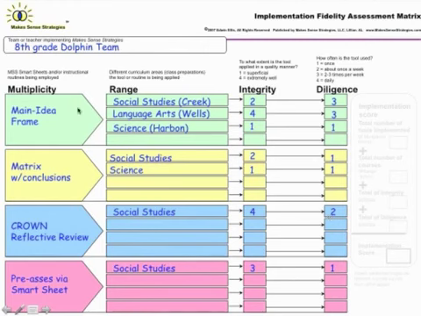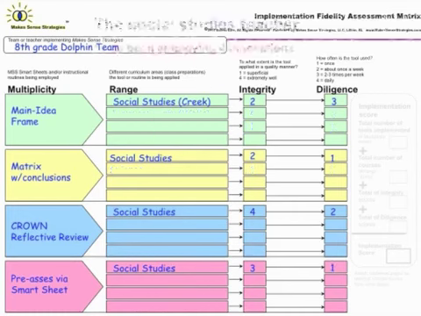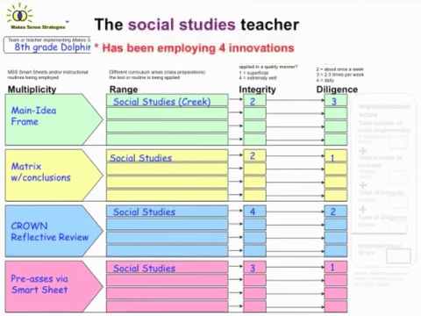Now, this particular page contains 4 different innovations that are being targeted. If there's 6 innovations, you'll need another page to address the other 2, and so forth. But you'll get a sense of how that works. Then we can take this to the next level and start looking at, well, how are we doing in social studies? For example, the social studies teacher has been employing all 4 of these innovations. So the multiplicity looks pretty good.